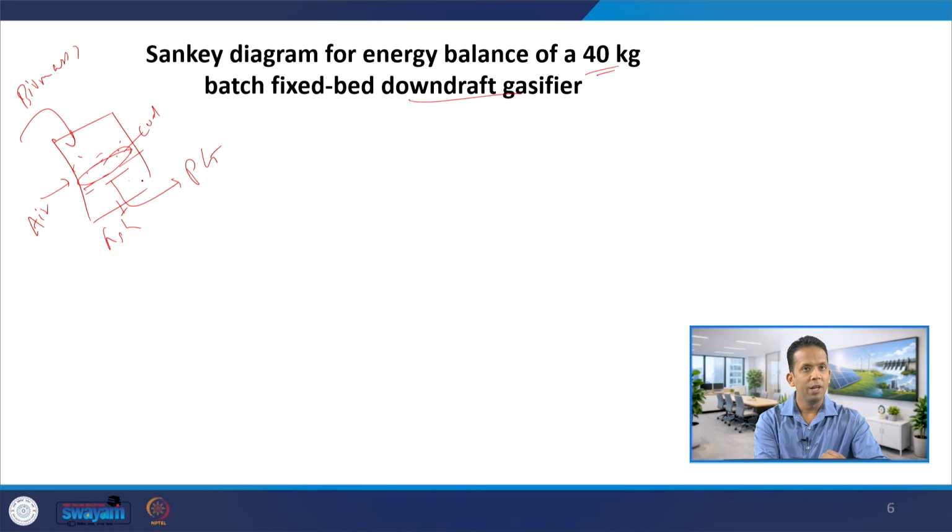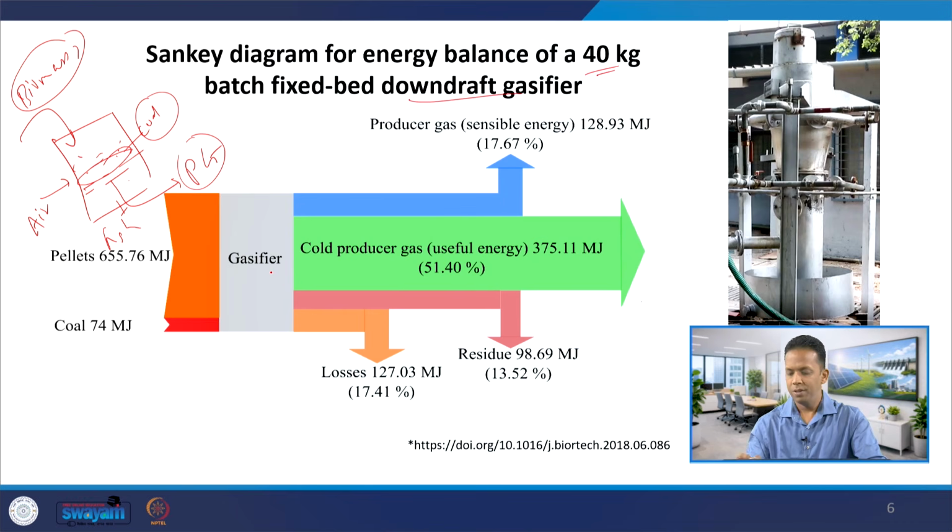So the energy going into the gasifier comes mainly from biomass and coal, and the energy coming out of the gasifier comes mainly in the form of producer gas and the sensible heat of the producer gas. So this is the batch downdraft gasifier, and you can see it's almost 2 meters tall for this 40 kg batch. Pellets are fed into the gasifier, the biomass pellets and the coal. Energy-wise, since coal is a very small amount, like say 1 kg or 2 kg or 3 kg or 2.5 kg, and pellets would be like 38 kg or 37 kg, based on the calorific value we have the energy going in, and whatever is converted to cold producer gas is around 51%.